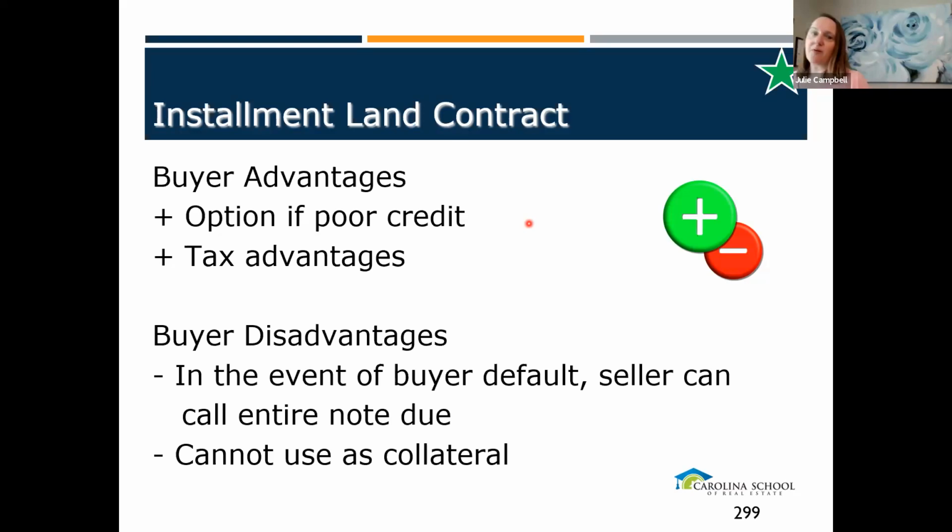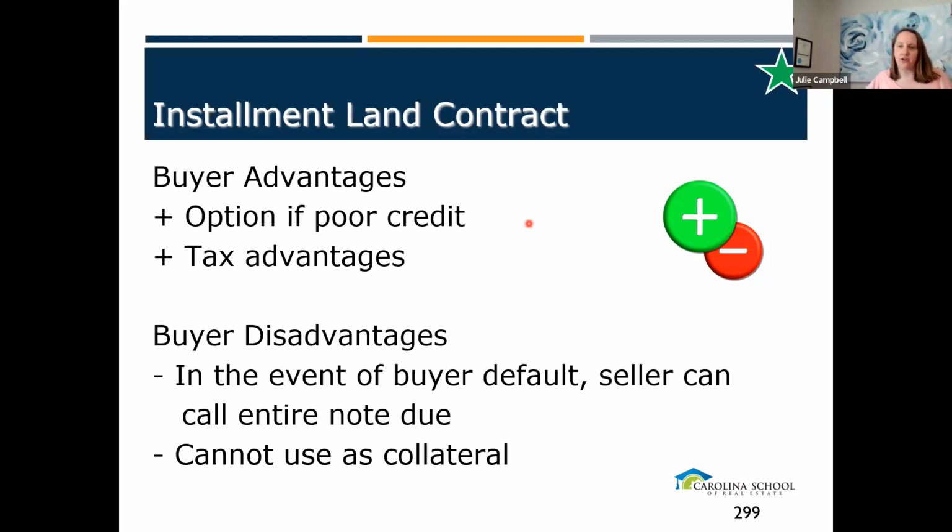The big disadvantages to the buyer, in the event of their default, the seller can call the whole note due, give you 30 days to come up with the whole note. If you don't, on day 31, you're out. On day 31, if you're out, any money that the seller had previously collected, they will keep. So the seller doesn't have to reimburse or refund. And another big disadvantage to the buyer, it's not their property yet, so they can't use it as collateral. They can't use it to borrow other money against the house, the property.